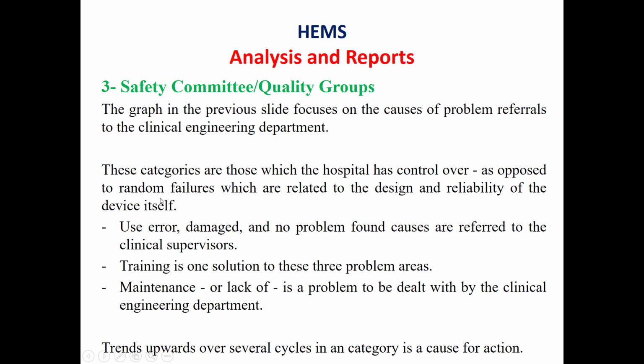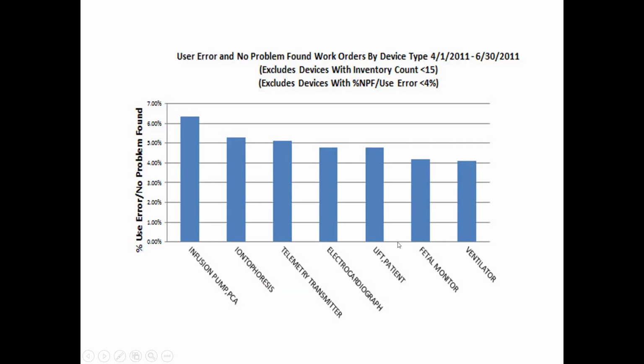So we should take actions based on the reason behind these work orders. Another type of report is generated for the safety committee, concerning the work orders generated for a specific device and what percentage are user error and no problem found work orders by device type. As we see, there are different types.